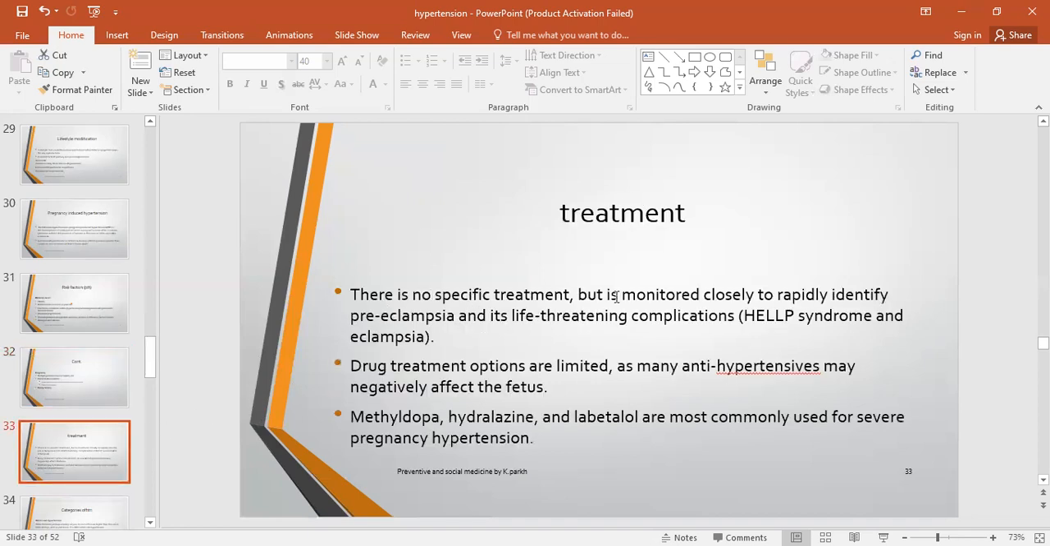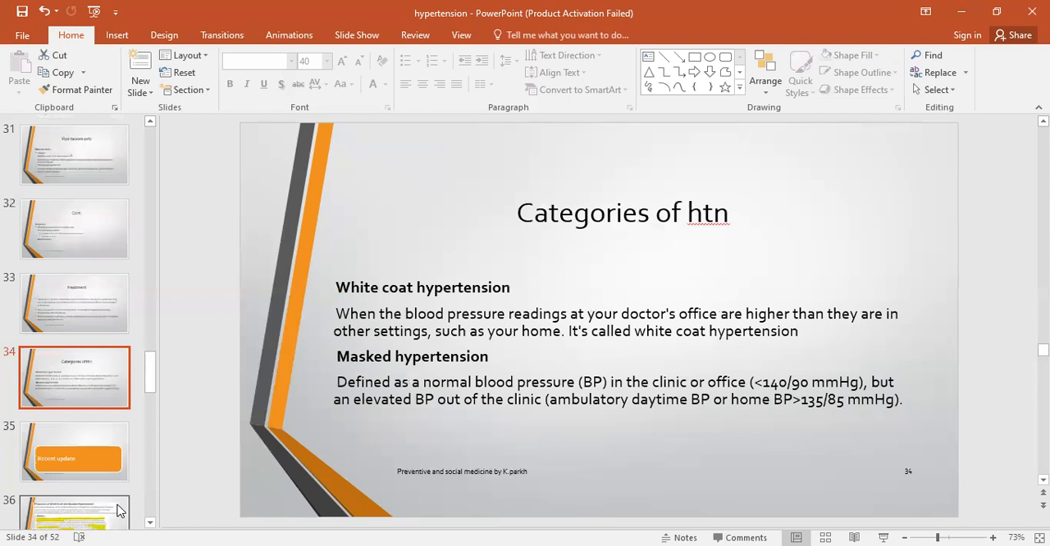There is no specific treatment of pregnancy-induced hypertension, but it is monitored closely to rapidly identify preeclampsia and its life-threatening complications like HELLP syndrome and eclampsia. Drug treatment options are limited as many antihypertensives may negatively affect the fetus. The drugs which are used to treat pregnancy-induced hypertension are methyldopa, hydralazine and labetalol, which are most commonly used.